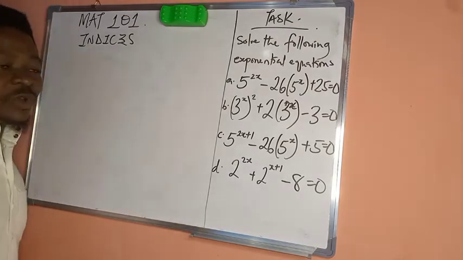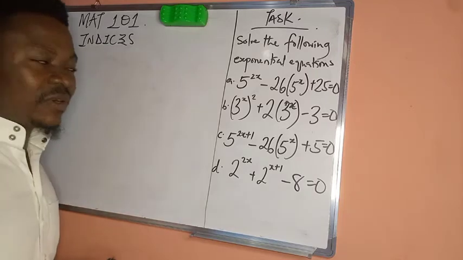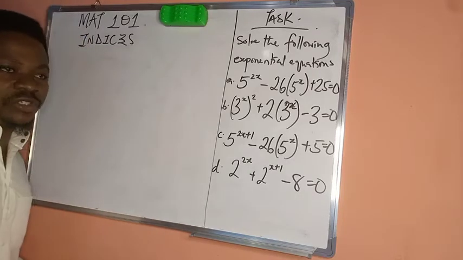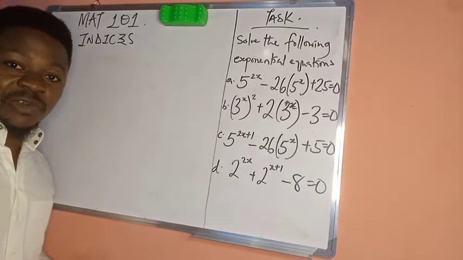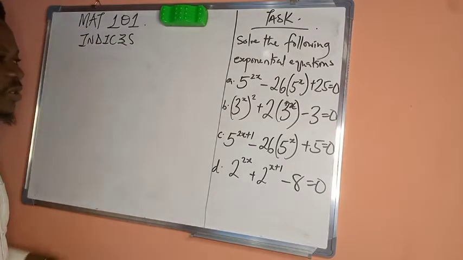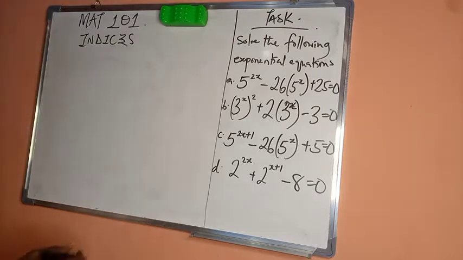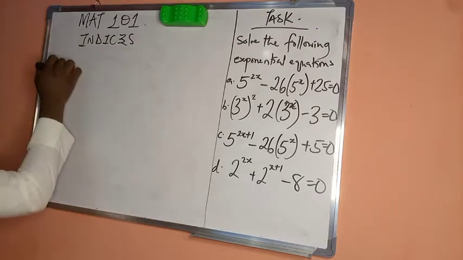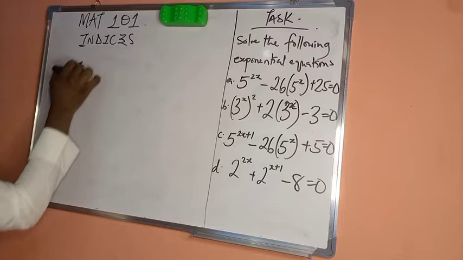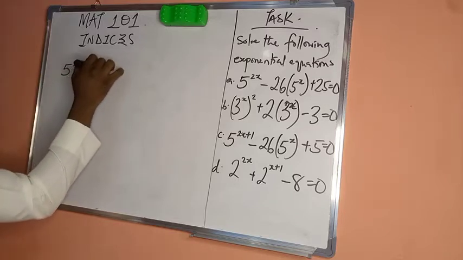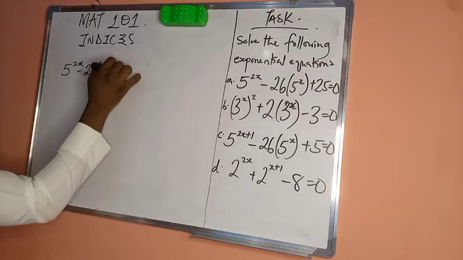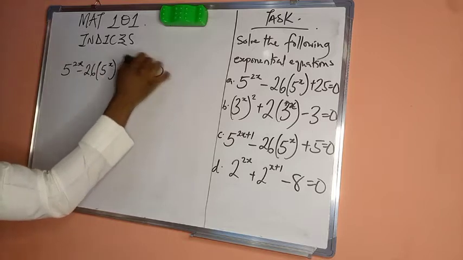These exponential equations are just a bit different from the initial equations because they actually lead to quadratic equations. So let's just get to it. Let's solve the first one: 5 raised to 2x minus 26, 5 raised to x plus 25 equals 0.